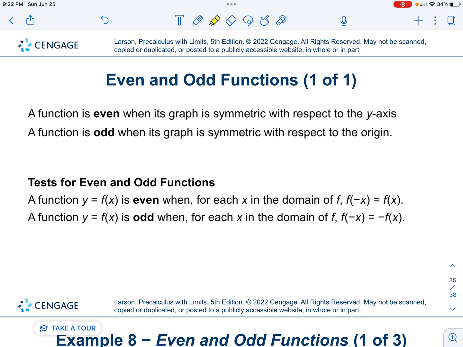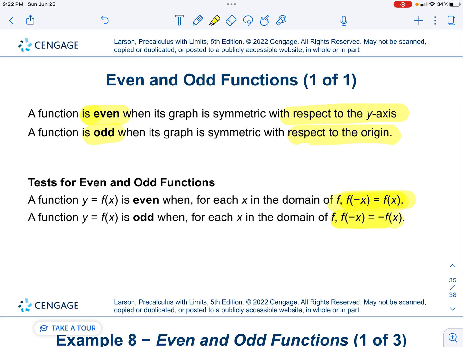Even and odd functions, one way to think about it is with symmetry. It is just a way to describe a function. It is even if it has y-axis symmetry. It is odd if it has origin symmetry. Even, with y-axis symmetry, here is the definition. If you have x and you switch it to negative x, and they're both equal, it has that y-axis symmetry.